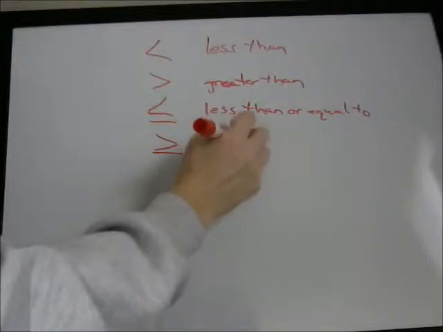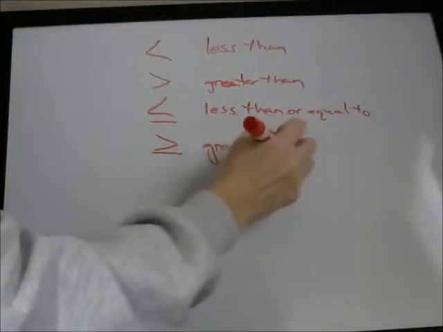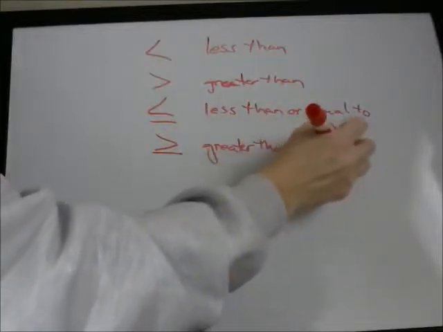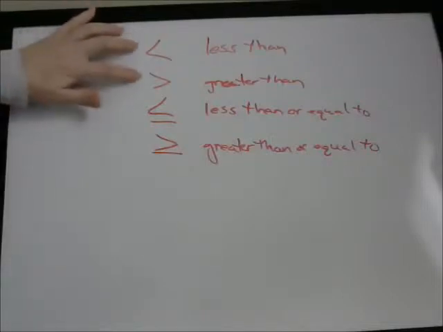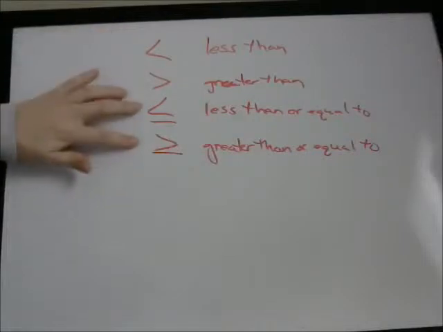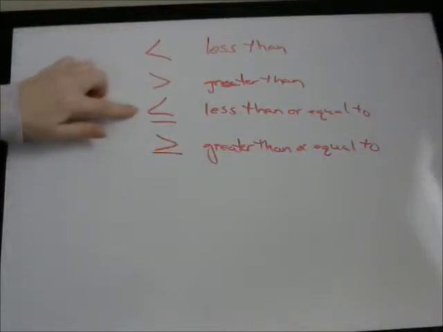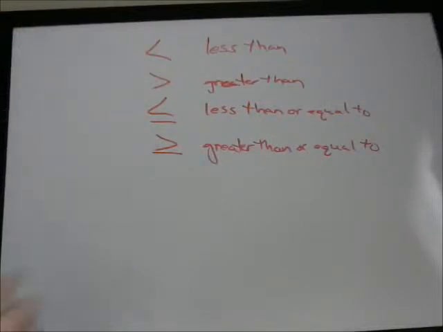And this is greater than or equal to. What this means is, obviously the numbers are not equal. One of them is bigger than the other on these top two. And in this one, either one of the numbers is less than the other or it's equal to the other. Here, it's greater than or it's equal to.